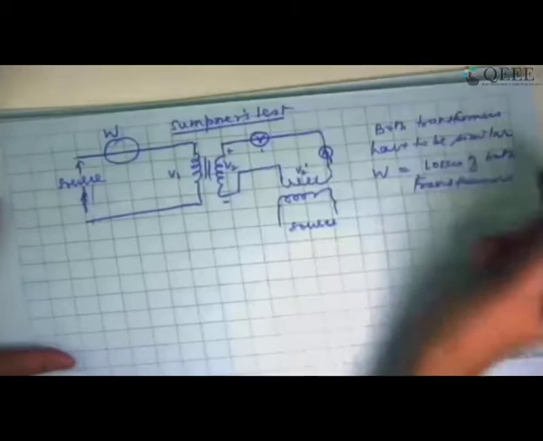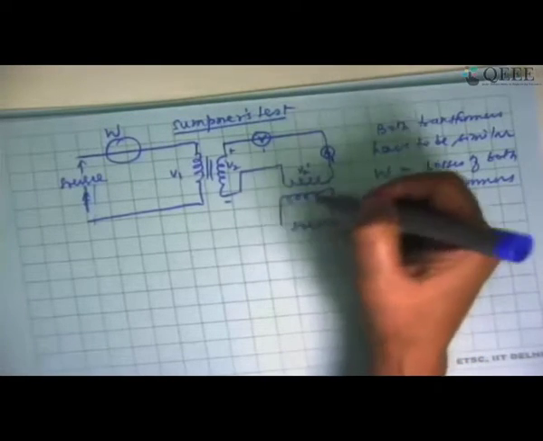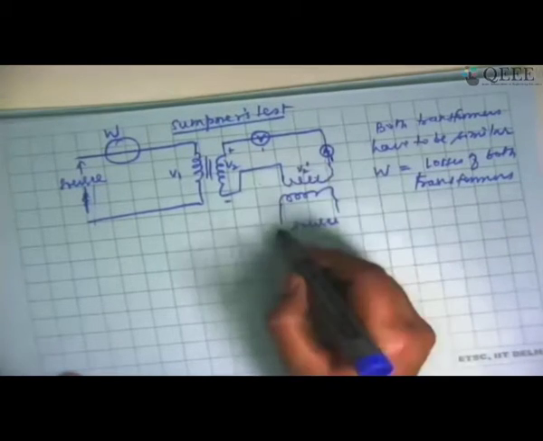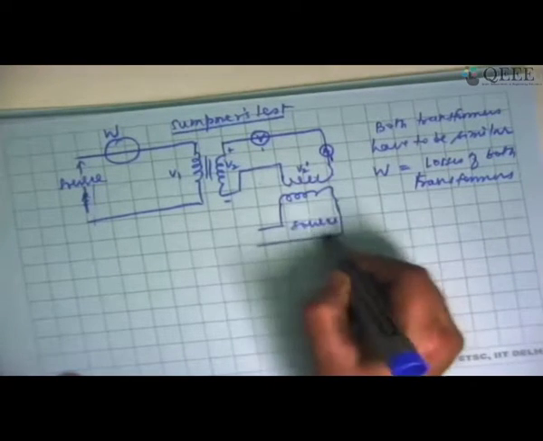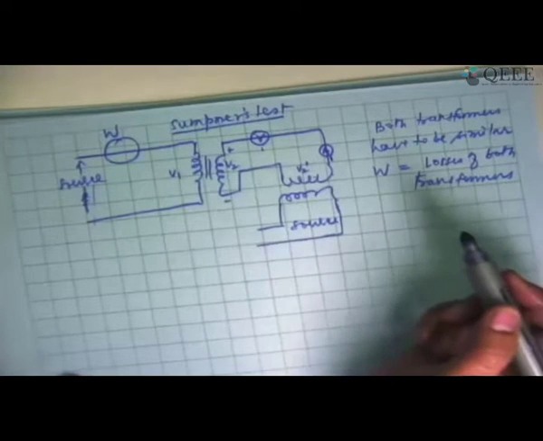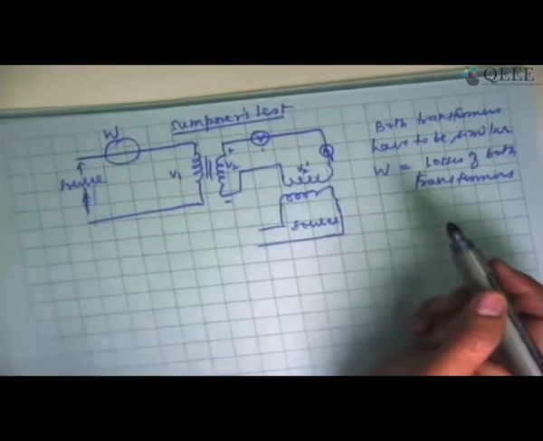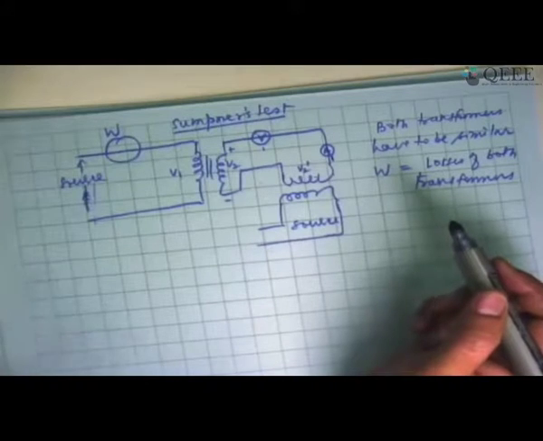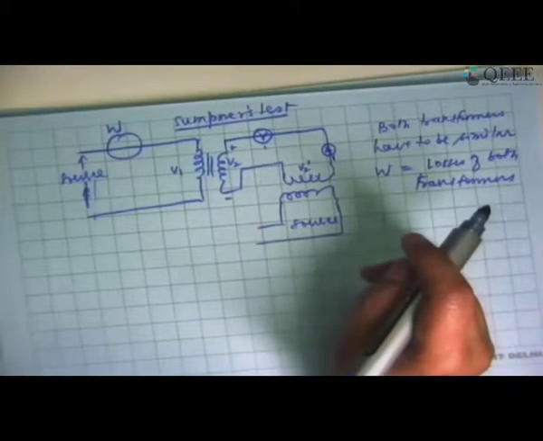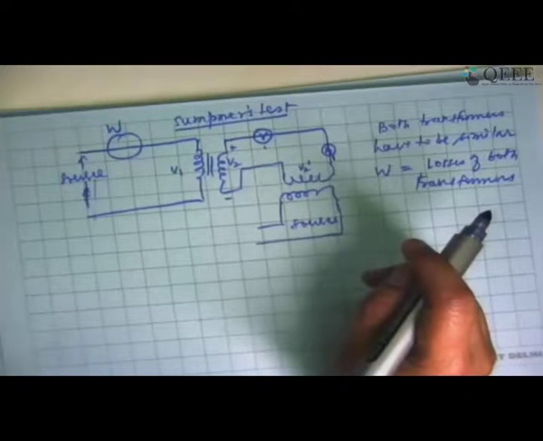So this test is generally known as Sumpner's test. And you are not wasting any power, not much of power, although you are creating a situation as though it is being loaded, because you are feeding back the power again through the other primary or secondary of the transformer. So you are not really drawing much power other than just the losses in the two transformers, nothing more than that.